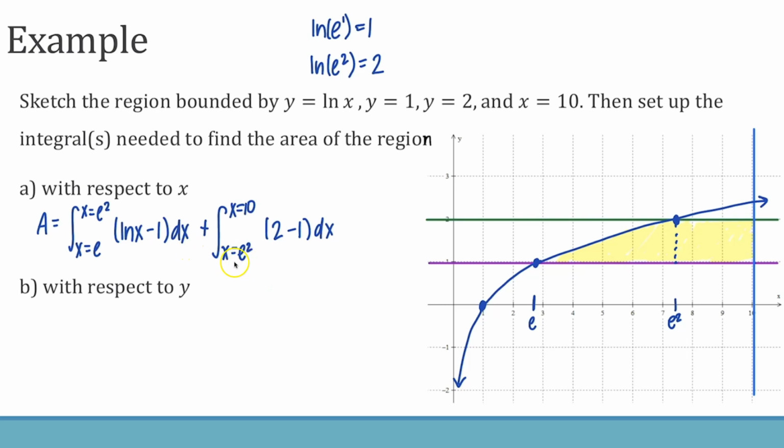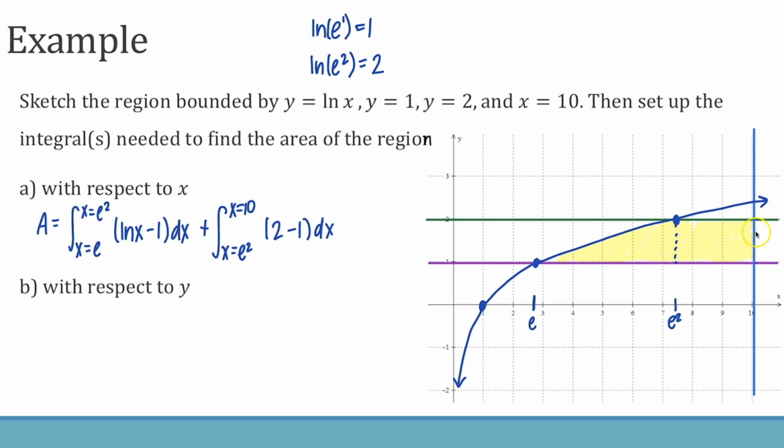Now here we are using calculus, we're setting up integrals, but really this shape over here is just a rectangle. So we could have actually found this area by just doing base times height. Now the base is kind of ugly, it's 10 minus e squared, but the height is just 1. So just something to think about, but again, we are setting up the integrals needed. And so we needed 2. We had a different top over the 2 different portions of this area.